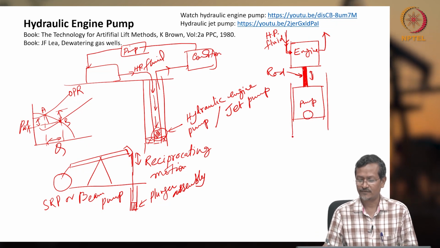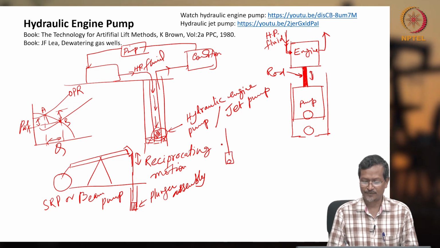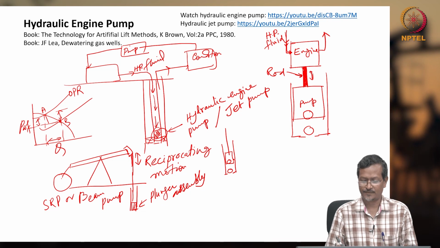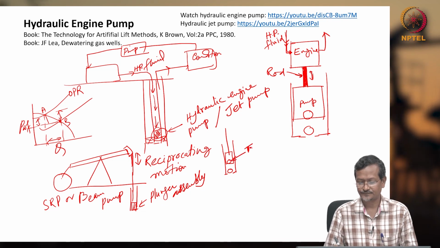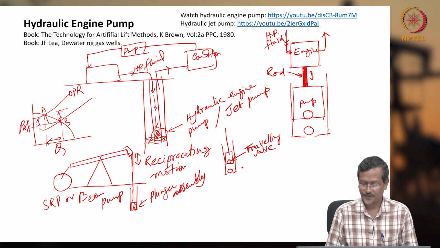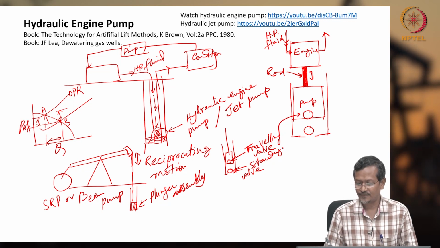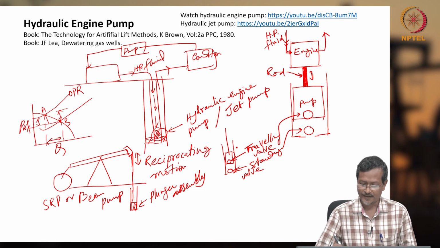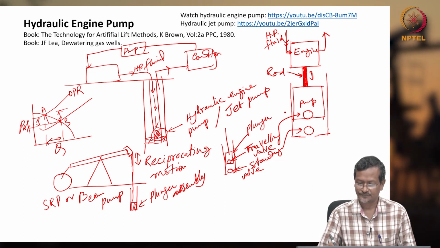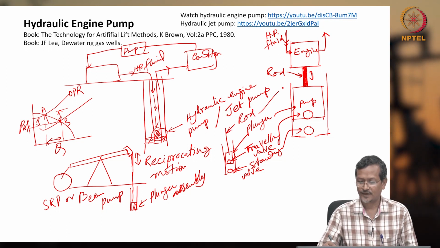Okay, so you will have traveling valve, standing valve. In a sucker rod pump also you can remember, we will have one plunger, one traveling valve, and one standing valve. So this is traveling valve, this is standing valve. Here also I have traveling valve, one standing valve, and one plunger. Here also I have plunger, I have one rod here.